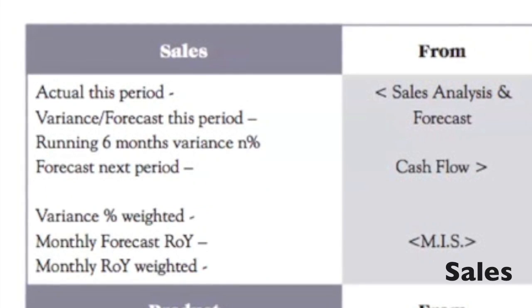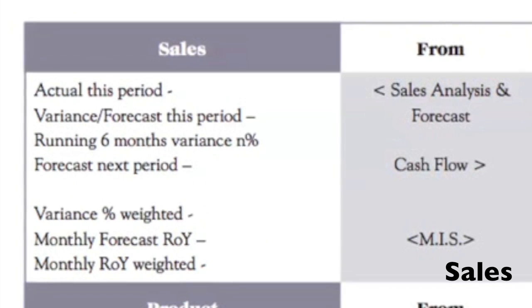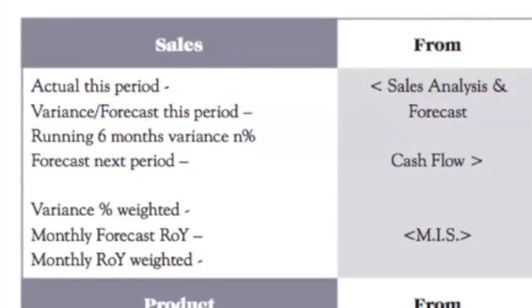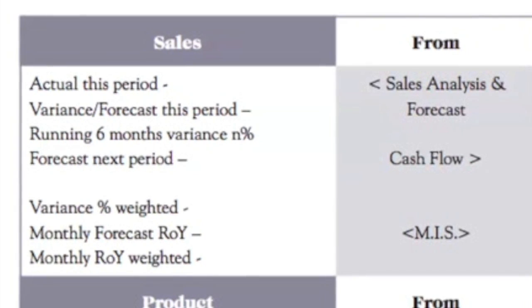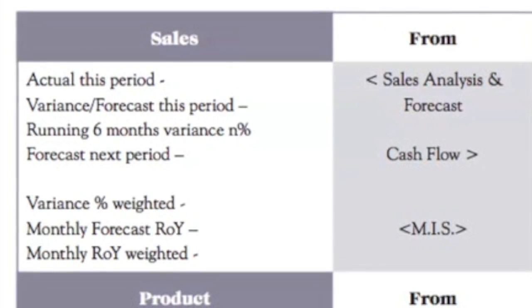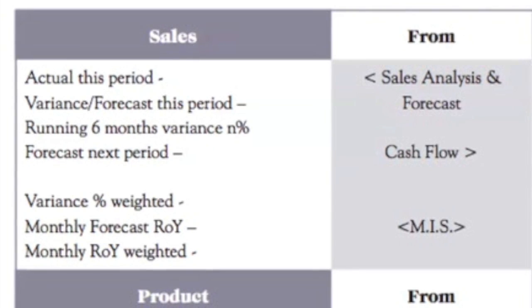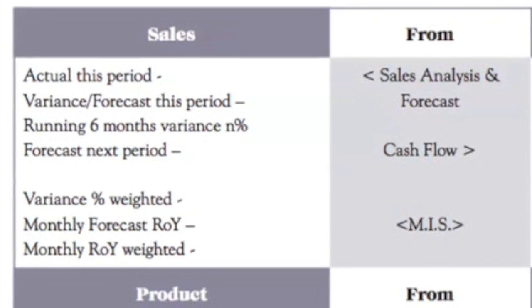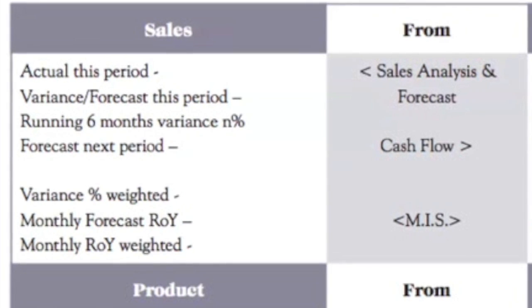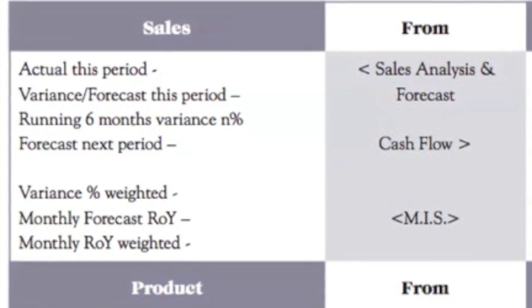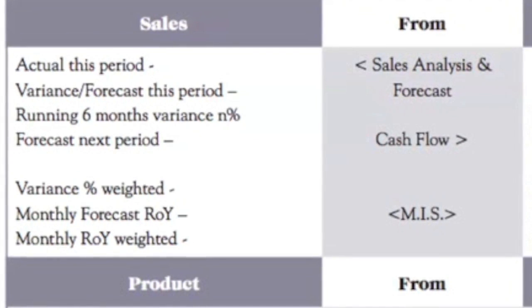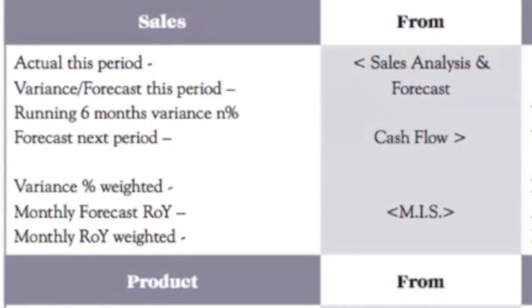The sales information is essentially broken down into what happened and what's predicted. The actual sales this period refers to the running total of processed orders during the current period, and the variance is the difference between this figure and that which was previously forecasted. This variance can be expressed as an average percentage, incorporating all variances, plus and minus, of the past 6 months.